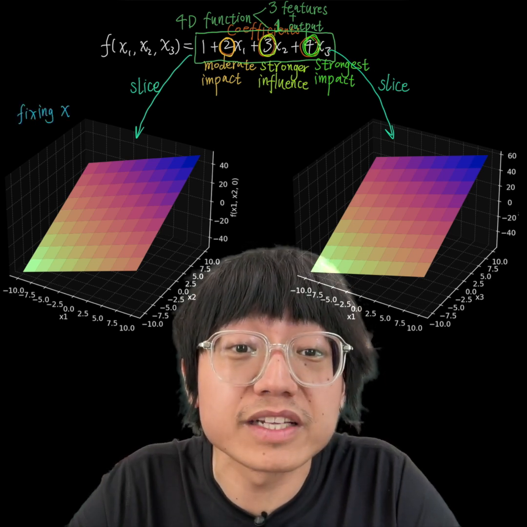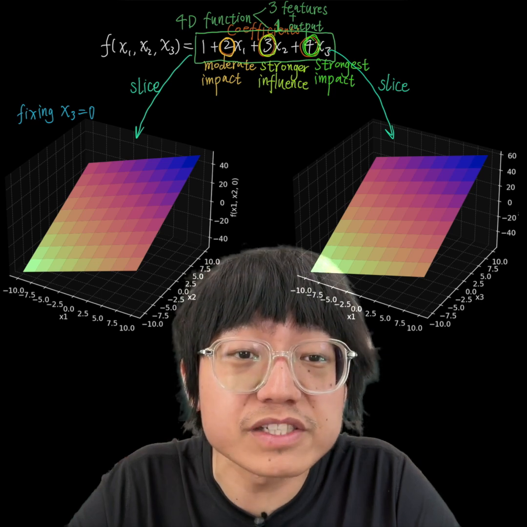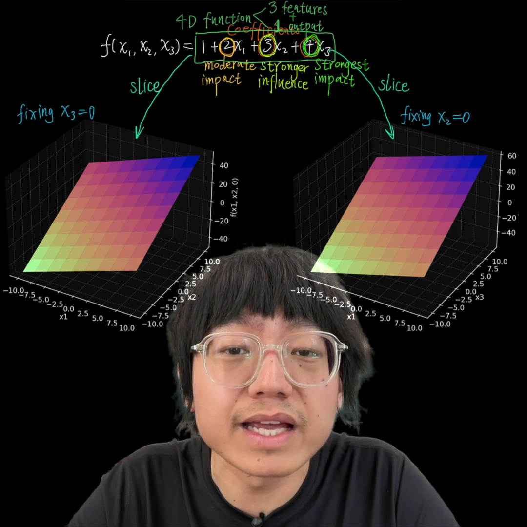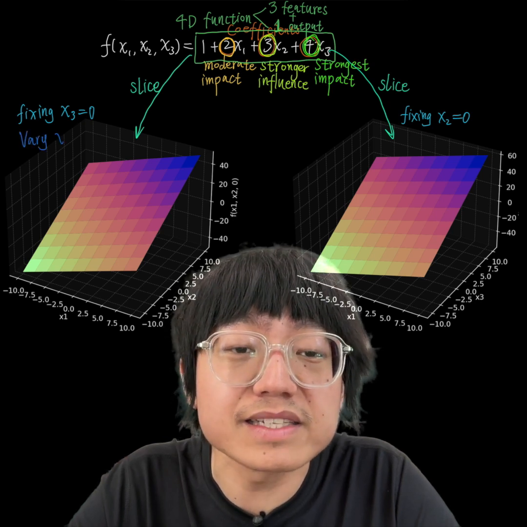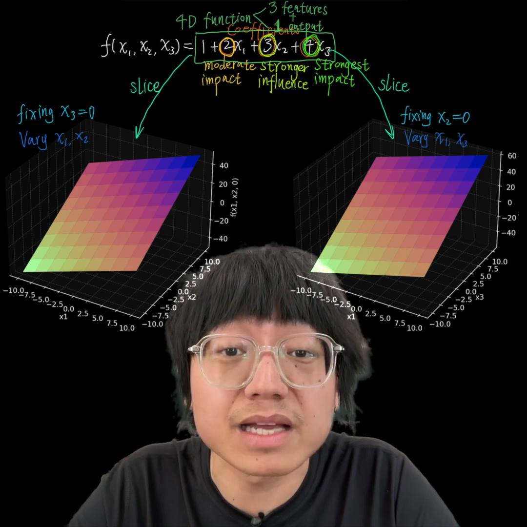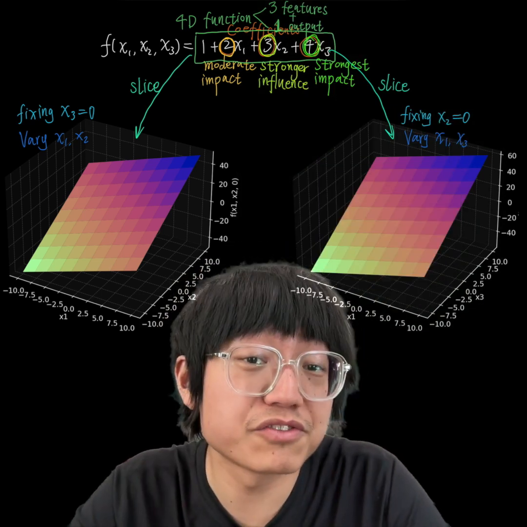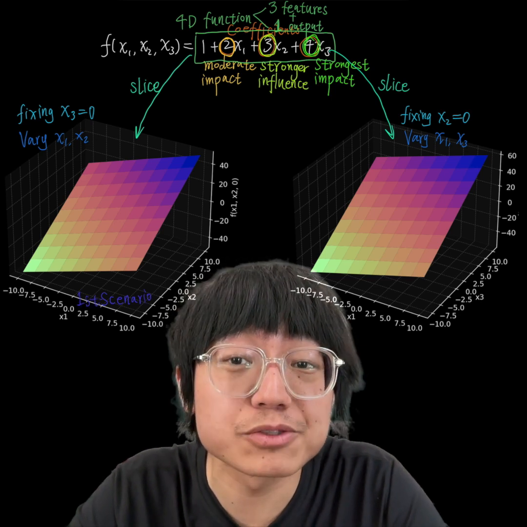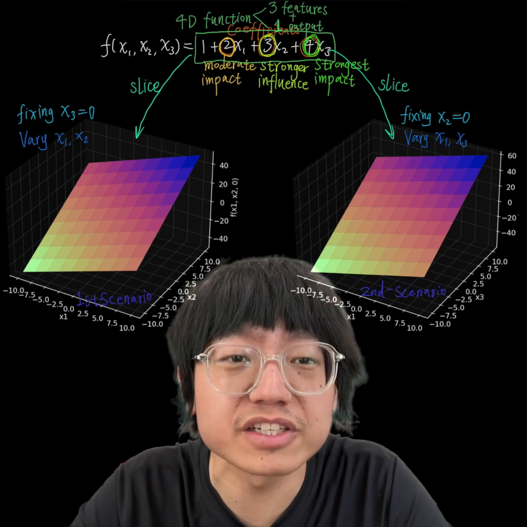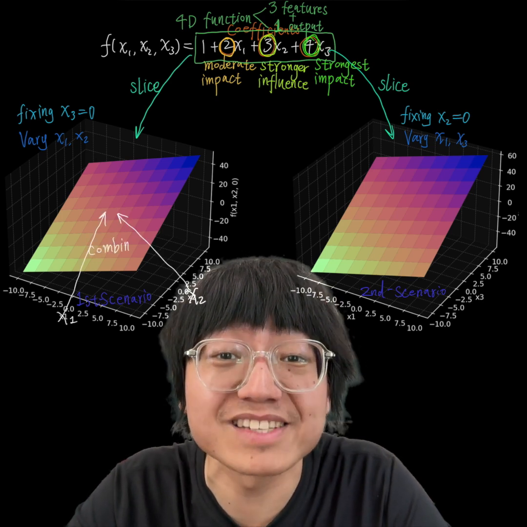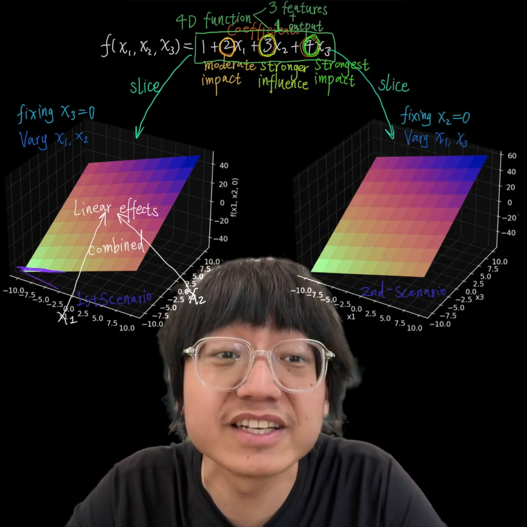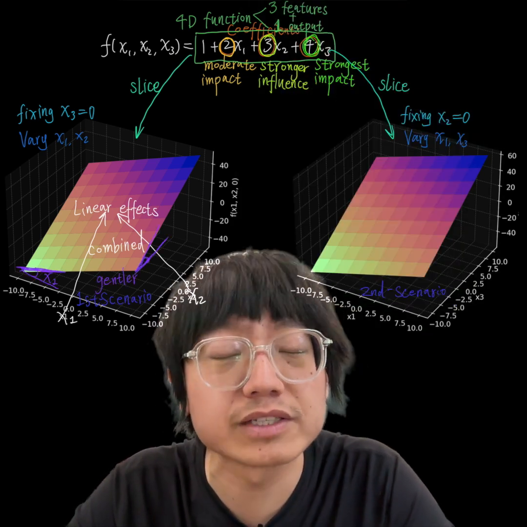So let's plot it in two scenarios. In the first scenario, we vary x sub 1 and x sub 2, while keeping x sub 3 at 0. In the second scenario, we vary x sub 1 and x sub 3, while keeping x sub 2 at 0. In the first scenario, this surface illustrates the combined linear effects of x sub 1 and x sub 2 on this function, and the slope along the x sub 1 axis is gentler than along the x sub 2 axis, reflecting the coefficients 2 and 3 respectively.